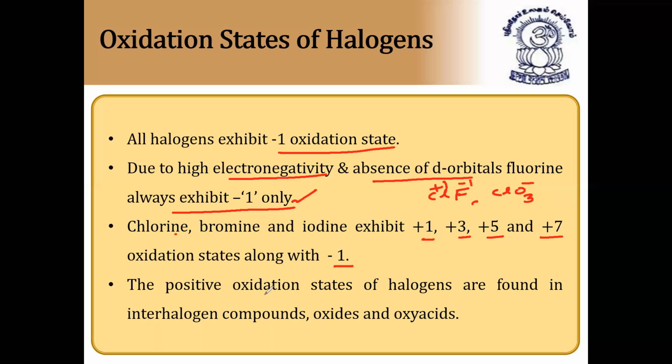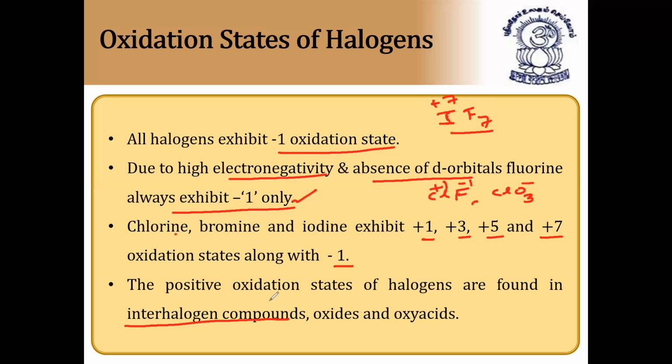Next, the positive oxidation states of halogens are found in interhalogen compounds. Interhalogen compounds means a compound formed between two halogens, like IF7. So the oxidation state of iodine is +7. I hope it is clear. This is called an interhalogen compound. More about interhalogen compounds we'll discuss in the meanwhile.